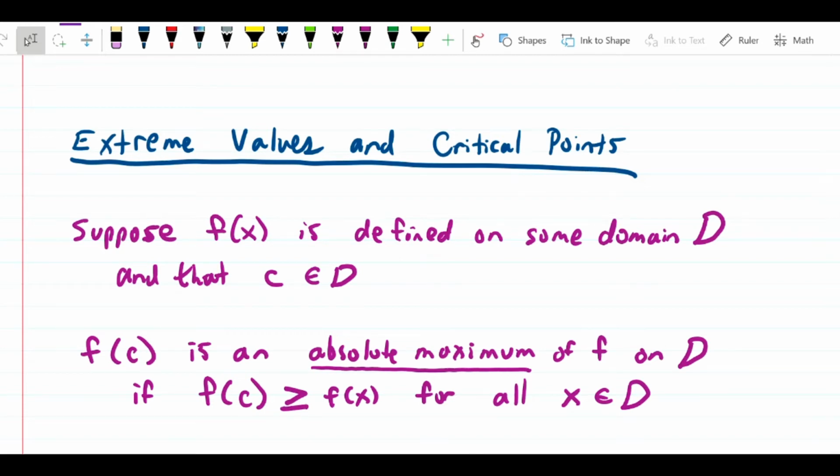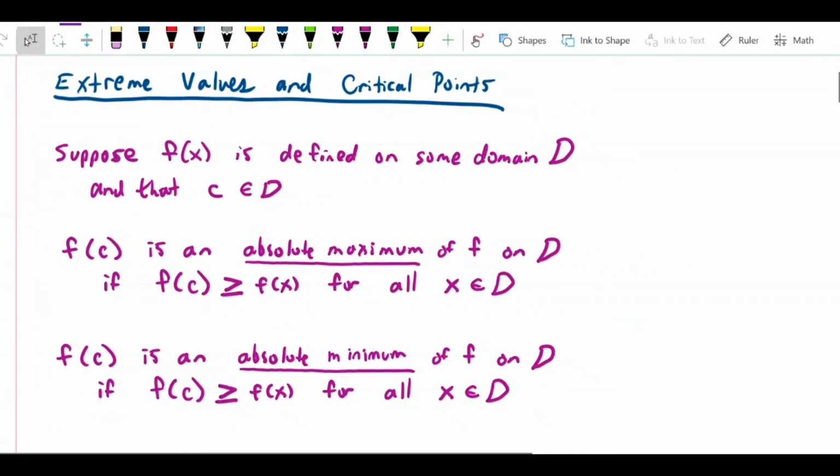We turn now to the subject of extreme values and critical points. And this is, by the way, the start of chapter 4 if you're following along in the Thomas Calculus textbook. So let's start by supposing that f of x is defined on some domain D. We're going to be very general about what the domain is. We're just going to call it D and not really say much about it.